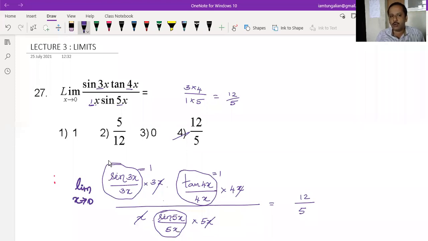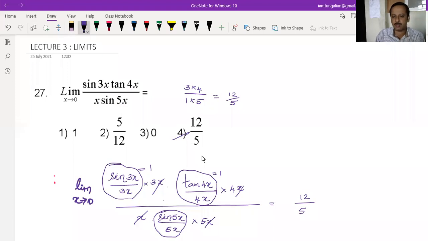Okay. So now here for this problem, if you use L'Hospital's rule, what happens? I'll explain, and then you will get to know why I did not use L'Hospital's rule for this problem. Okay. So knowing that rule is one thing, and knowing when to apply that rule is the most important thing. Okay. So now coming to this problem.